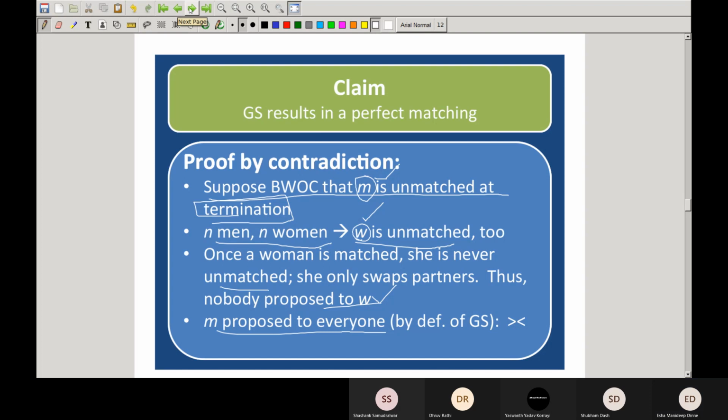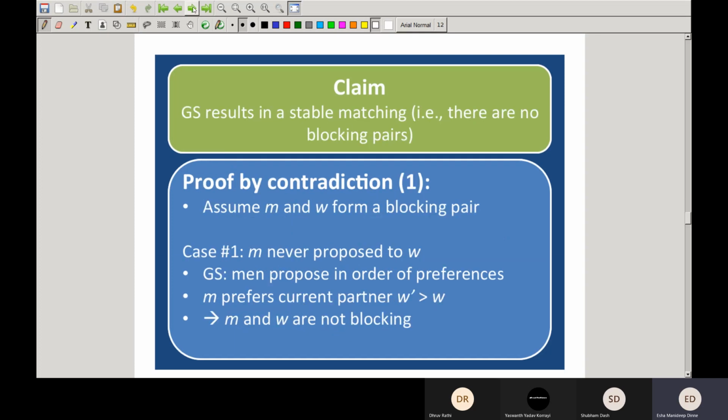Let me just explain this once again. If there is a man who is unmatched, we also know that there is a woman who is unmatched. But we also know that if a woman is matched to somebody at some point during the algorithm, she will stay matched to somebody, either that person or somebody else. So if a woman is unmatched, it implies that nobody proposed to her. But M is unmatched at the termination of the loop. That means, because the loop terminates when all the proposals are done, M already proposed to W. That results in a contradiction.